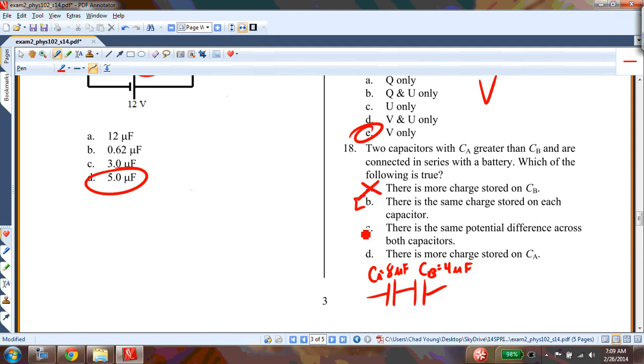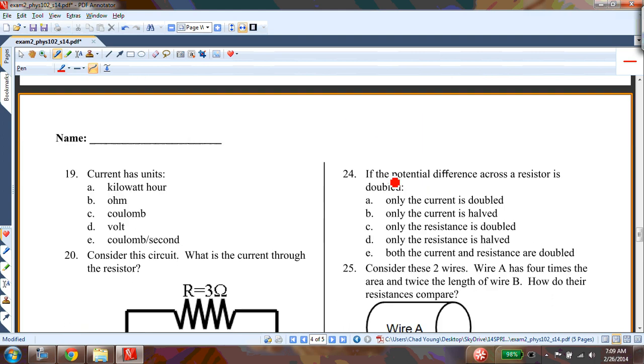Let's look at the others. There's the same potential difference across the capacitors. That is not true. There's more charge. No, that's not true. So B is the right answer for number 18. That goes back to our basic rules.